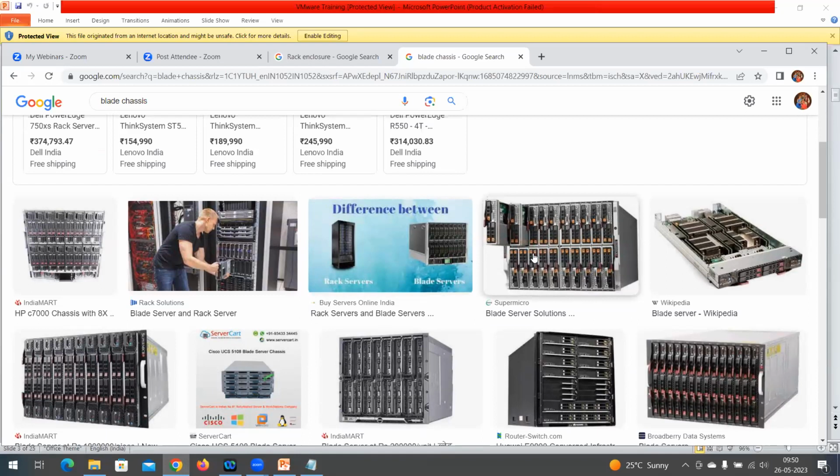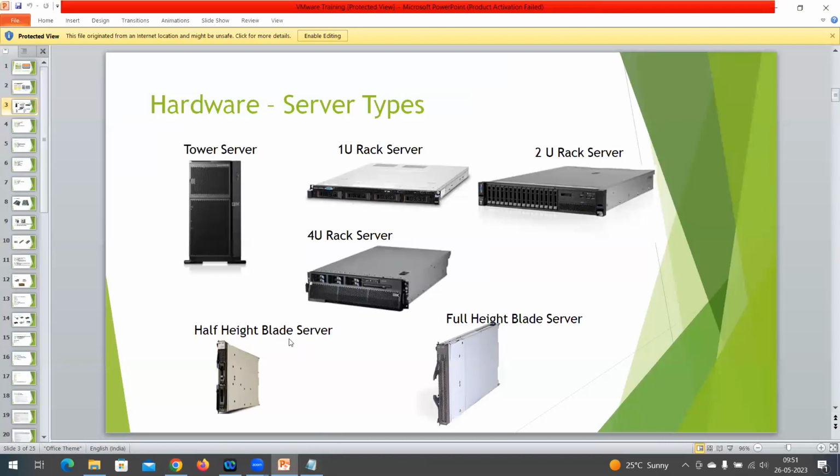See here, in this particular chassis, we can insert 16 blade servers. How many? 16 blade servers. Whatever server comes out like this, we call it half height. That's the reason we are showcasing here the half height blade server and the full height blade server.